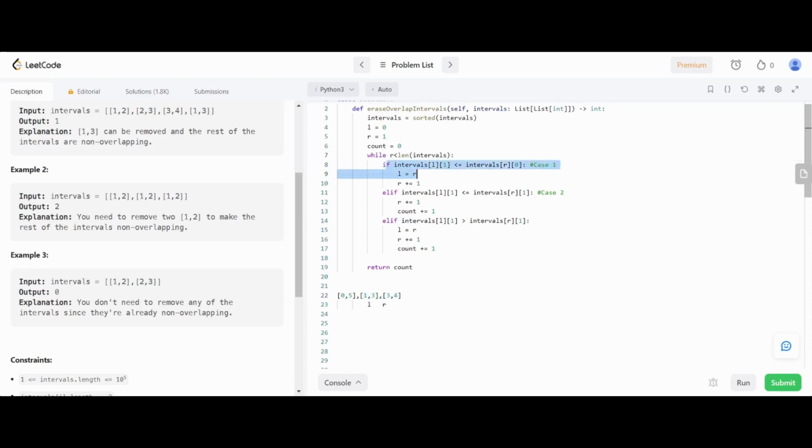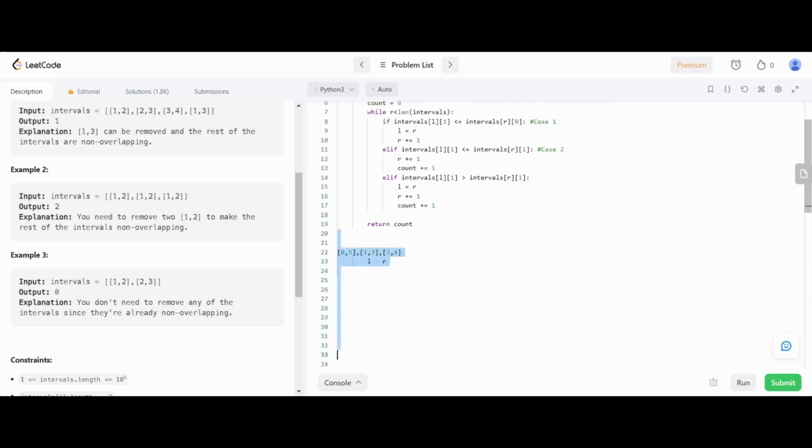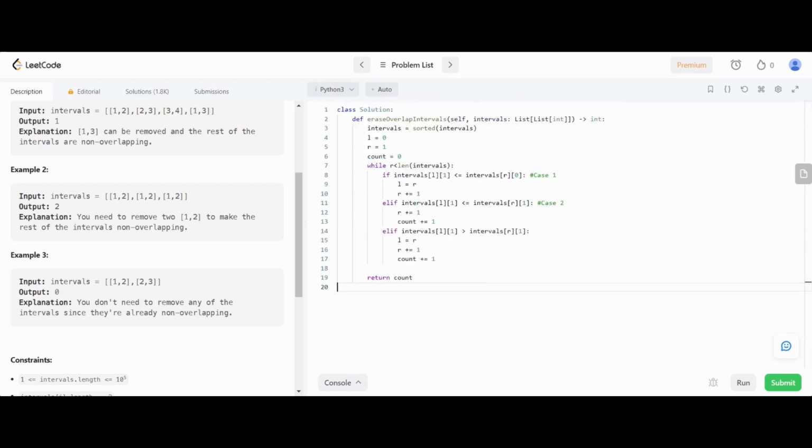So we don't do anything, and we just move forward in the loop. When we move forward, we check whether our index is less than the length of intervals. When we increment it, it's not going to be less than the length of intervals. We just break out of the loop and come out. Right. So this is how you solve the problem, guys.